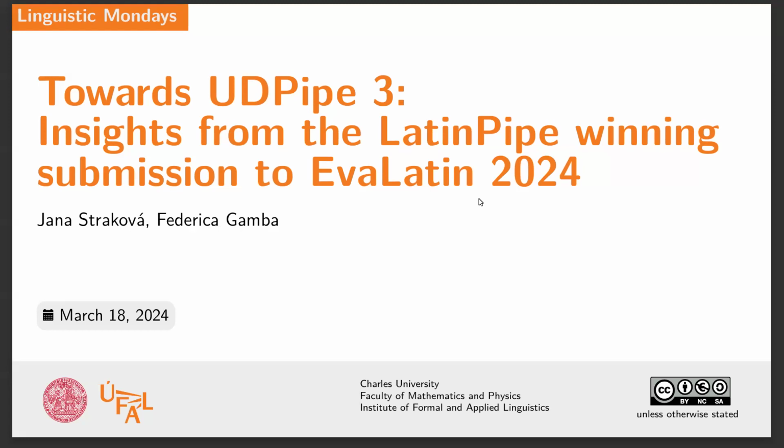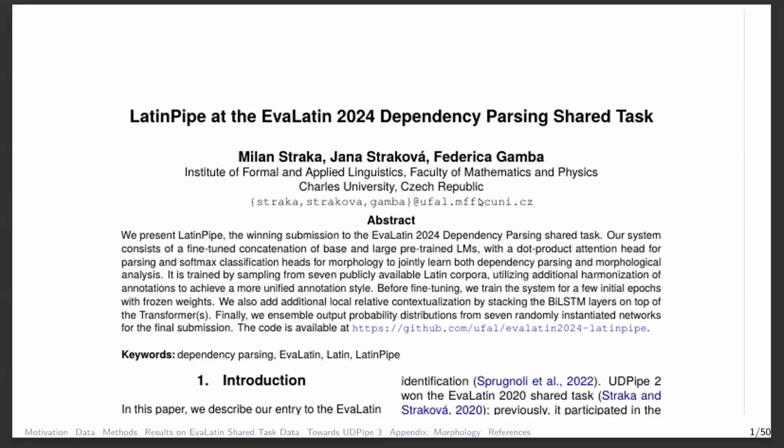Both mics. Thank you. Can you hear me? I hope so. Yes. So hi, my name is Jana Straková. This is Federica Gamba. We're going to present a talk about our entry into a shared task called EvaLatin. The talk is named Towards UDPipe 3, in Science from the LatinPipe, winning submission to EvaLatin 2024. It's a joint work of 3 authors. The first author here is Milan Straka, who is actually at this precise moment teaching a deep learning course, so he cannot be here. So it's the 2 of us speaking today.